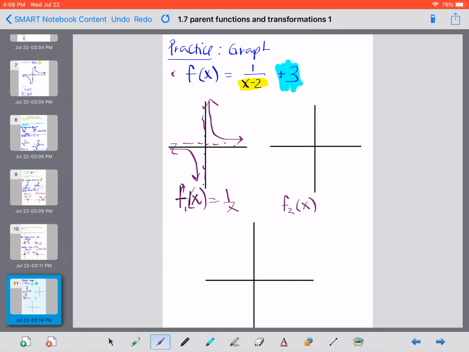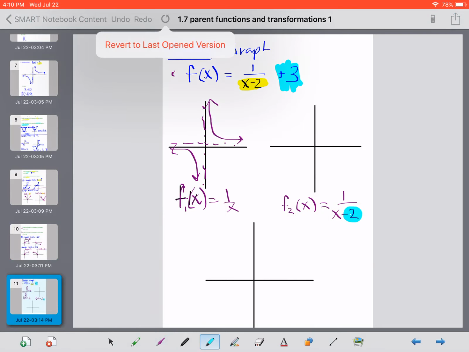f2 of x, just to demonstrate the next step, would be 1 over x minus 2. Remember, we said replacing x with x minus 2 is going to represent a horizontal shift. Just adding a constant at the end represents a vertical shift, but replacing x with x plus or minus a constant gives you a horizontal shift. And because it's x minus 2, this is going to be a horizontal shift to the right. So shift 2 units right.